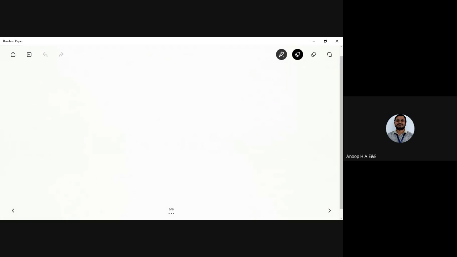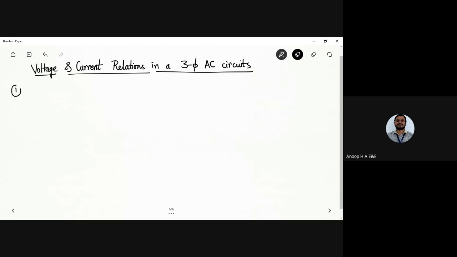The next topic we are going to discuss is voltage and current relations in a three-phase AC circuit. First one is the star connection.